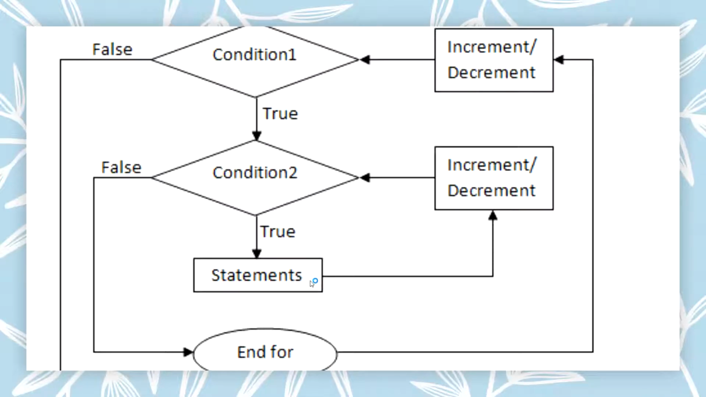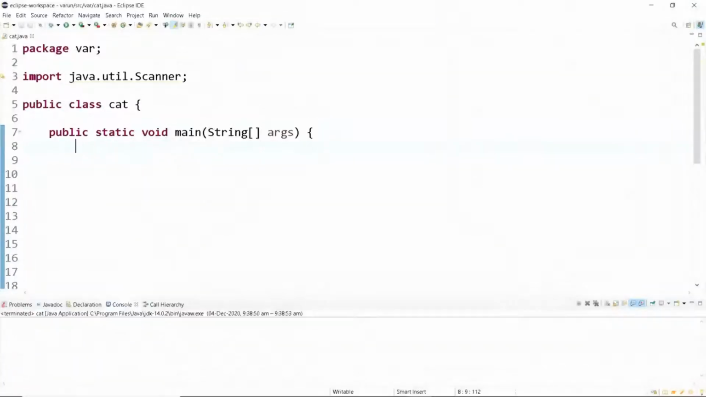So this is how the nested for loop works. Now we will get more clarity when we execute programs in our Eclipse IDE. Before we draw the star pattern, we will first of all understand how the nested for loop works.